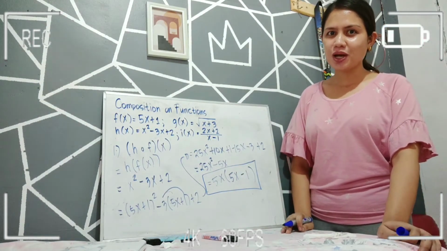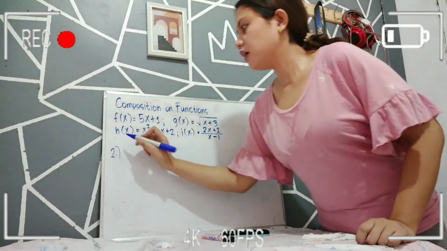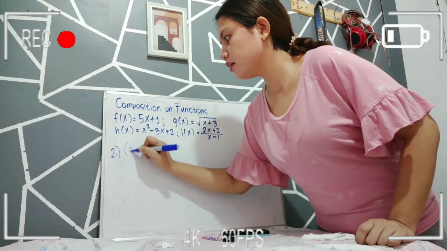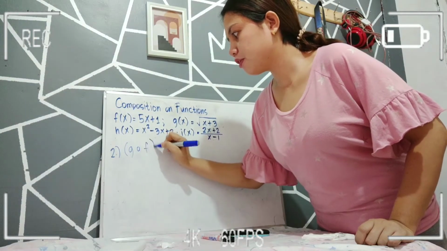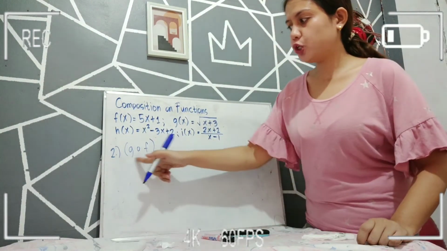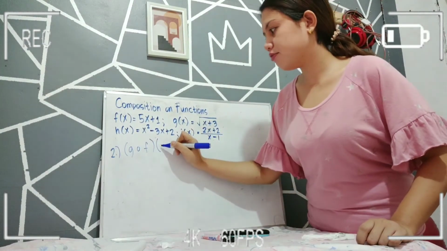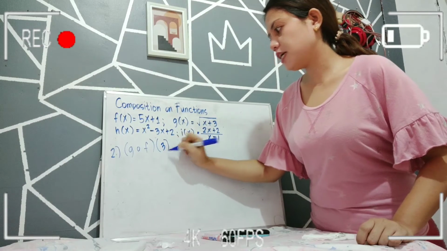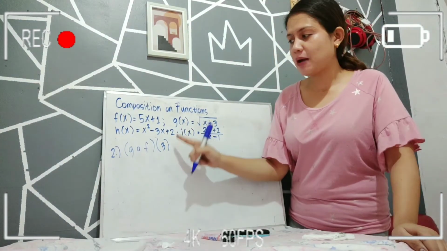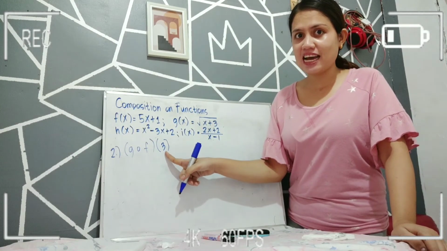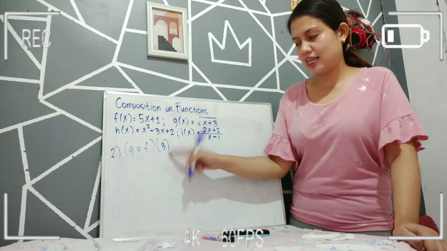Do you have any questions? Okay, let's have another example. Let's have here g circle f, or the composite function of g and f of 3. So, as you have noticed here, unlike to our first example class, x lang ang naadiani. Now, we already have a value of x, which is 3.